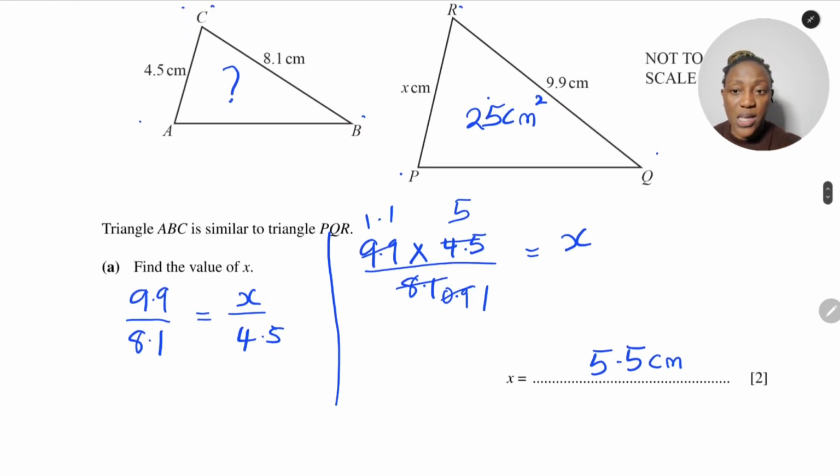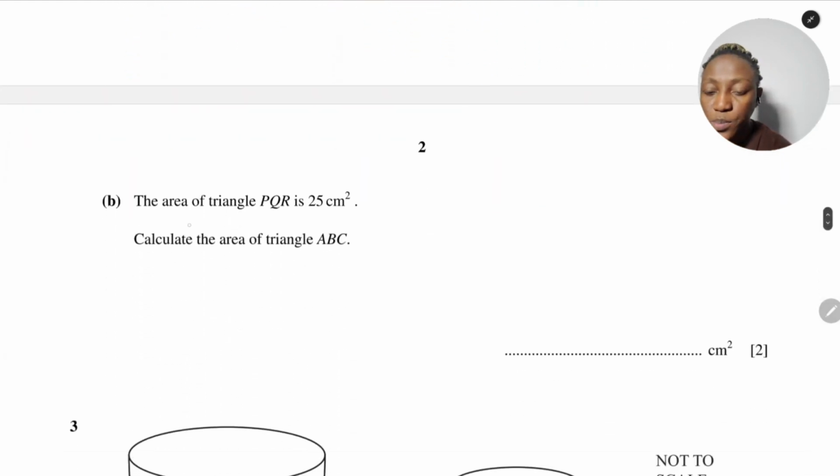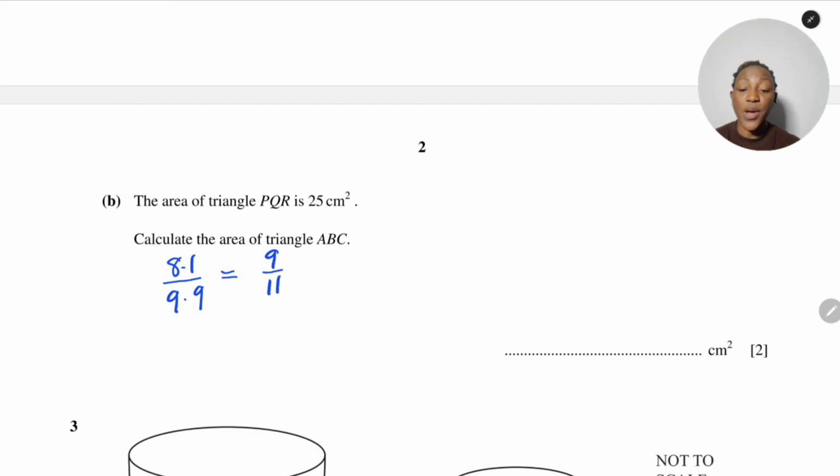The corresponding sides again are BC and QR. BC, which is 8.1, divided by QR, which is 9.9. This is our scale factor, and 8.1 over 9.9 is going to give us 9 over 11. Remember, 8.1 over 9.9 isn't a fraction. Our fractions are supposed to be whole number over whole number. 8.1 isn't a whole number. So when you're asked to simplify a fraction, make sure that both your numerator and your denominator are whole numbers. That's an aside.